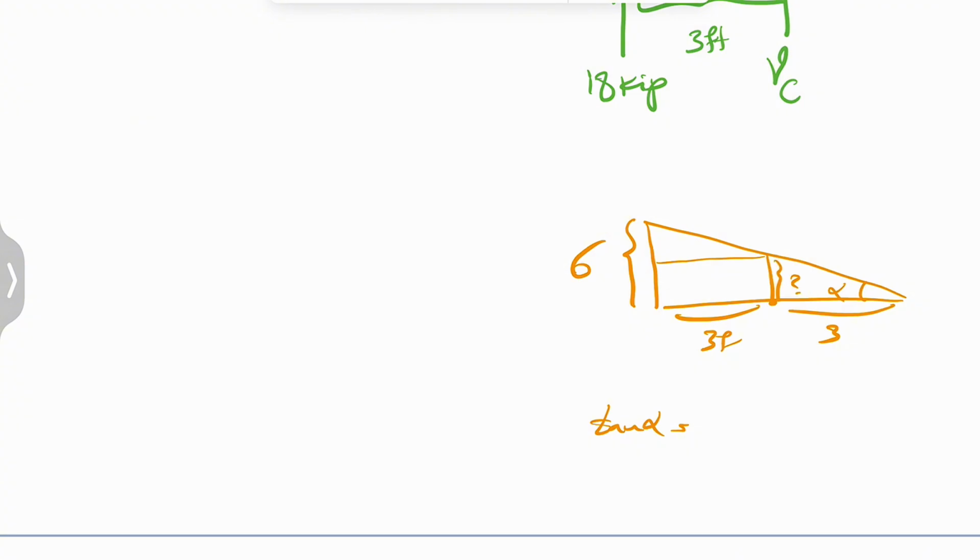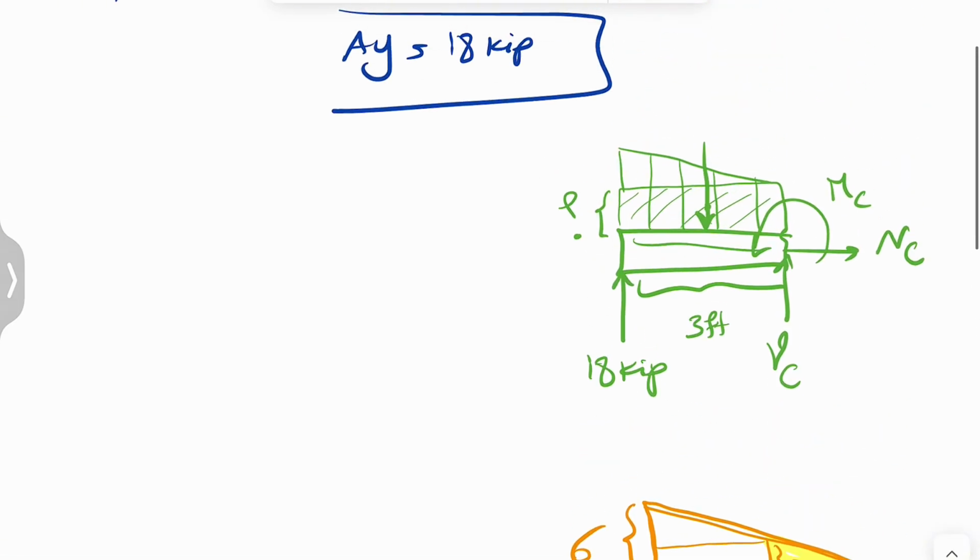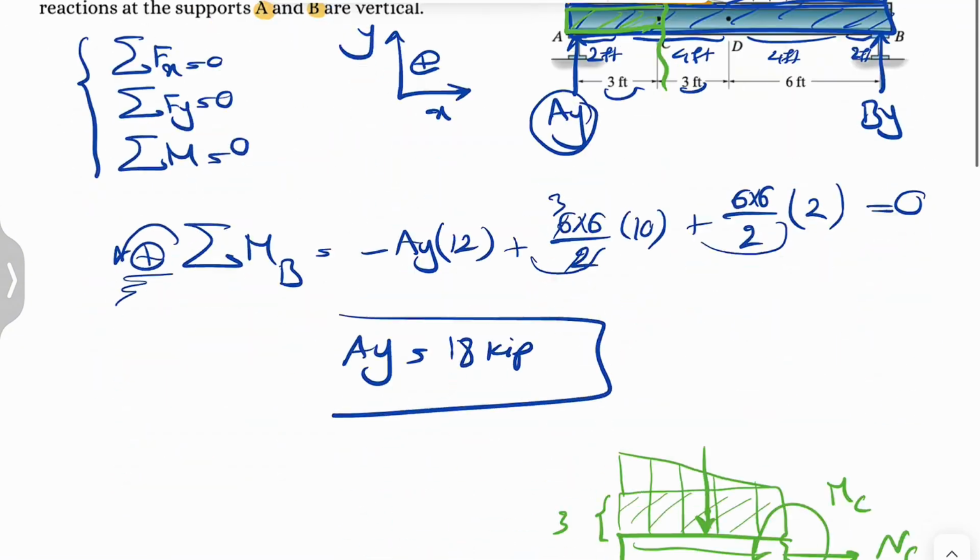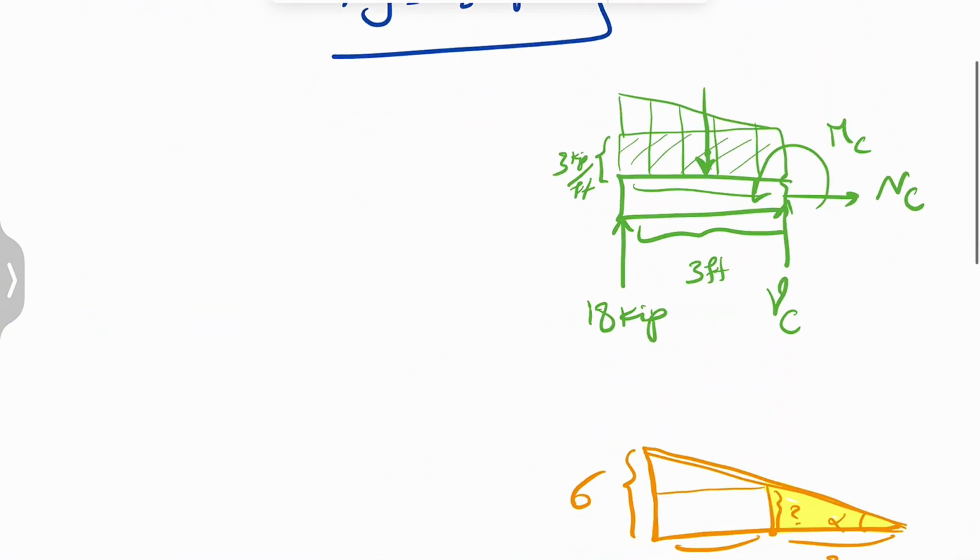Let me just choose another color. So if we look at the yellow triangle, the tangent of alpha would be the question mark that we are looking for over 3. And also we can look at the entire right triangle here, which would be 6. The tangent would be 6 over 6. So this question mark is 3. So now we know that here this part is 3 and the unit is kip per foot. And because this side was 6, this little part here is also 3 kip per foot.